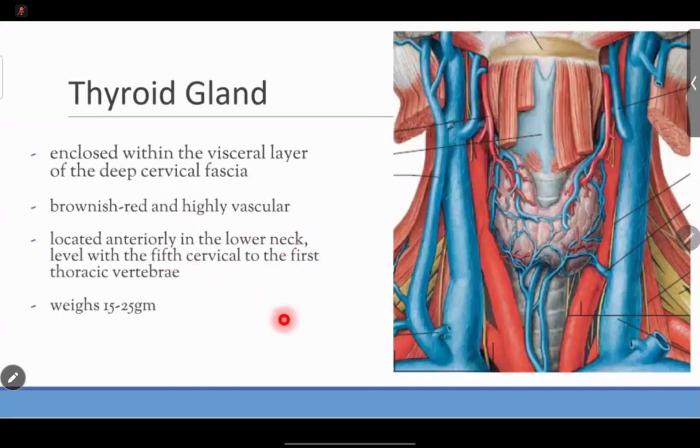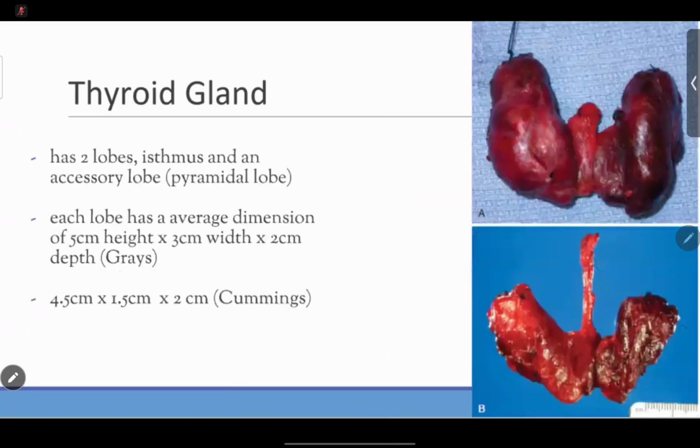Okay, so its location is anteriorly in the lower neck, along the level of your fifth cervical to the first thoracic vertebra. Sometimes the first thoracic, it's already deep. So take note of the weight. Actually, it depends on the sources. Some would say 15 to 25 grams. This one is taken from Gray, while in Cummings, I think it's 10 to 20.